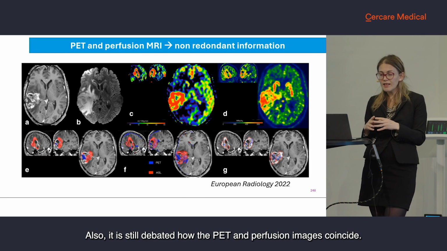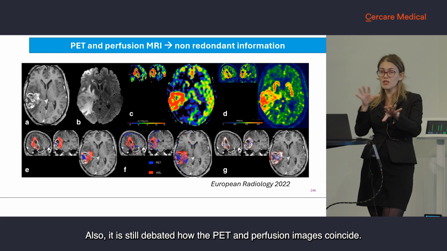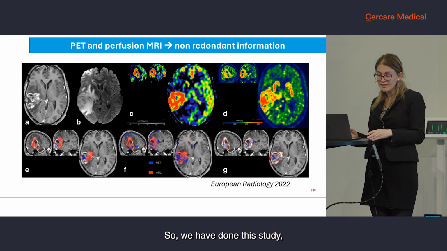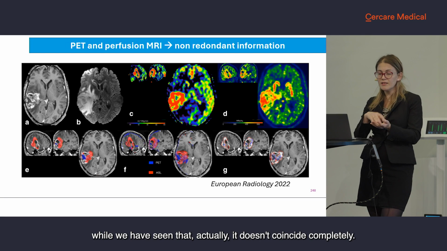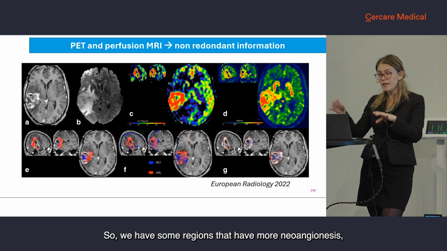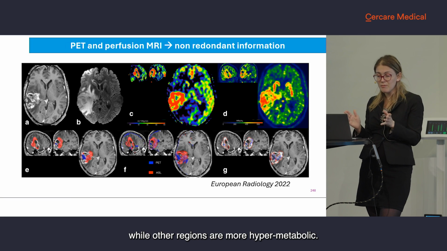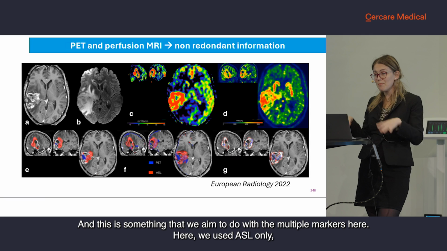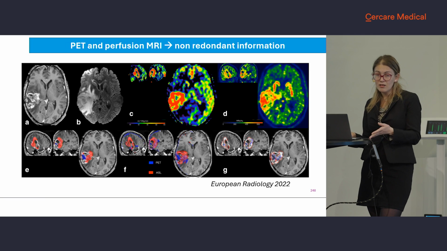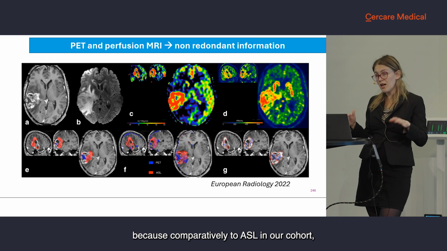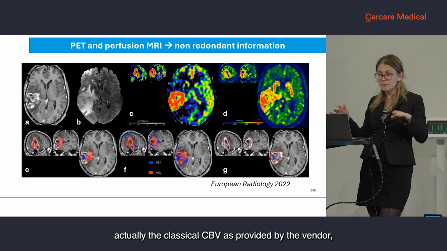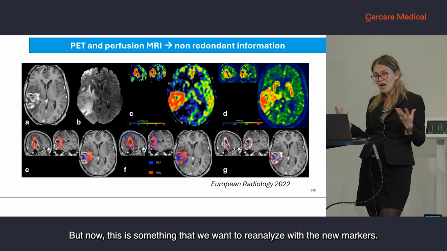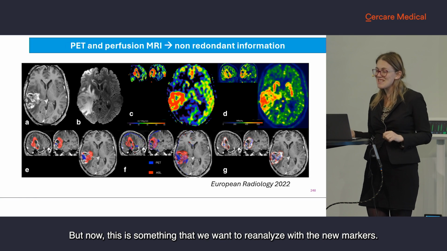Also, it is still debated how the PET and perfusion images coincide. Is it redundant information or complementary information? We did a study where we saw that they don't coincide completely. Some regions have more neoangiogenesis, while other regions are more hypermetabolic. The limit is that we aim to do more now with multiple markers. Here we used ISL only because, in our cohort, the classical rCBV as provided by the vendor was underperforming compared to ISL. But now we want to reanalyze this with the new markers.